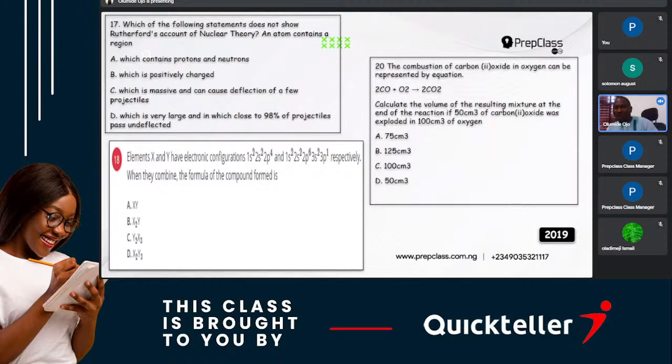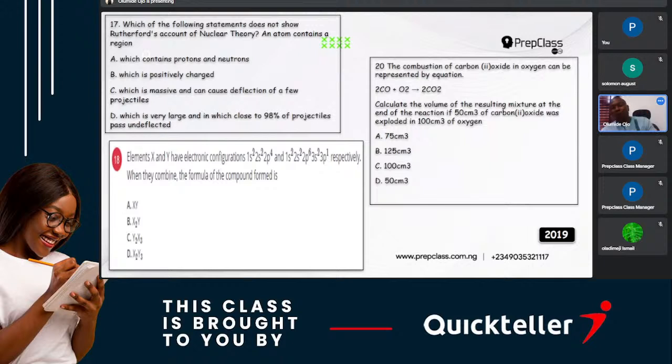So let's look at what they are saying about the atom here. A, which contains protons and neutrons, is correct. It asks which of the following statements does not show Rutherford's account. So A shows Rutherford's account. The nucleus is positively charged, which is correct. C, which is massive and can cause deflection of few projectiles, no. D, which is very large and in which close to 98% of the projectiles pass undeflected, yes.